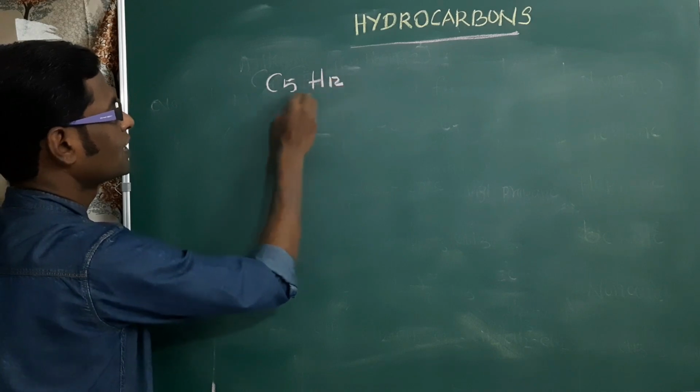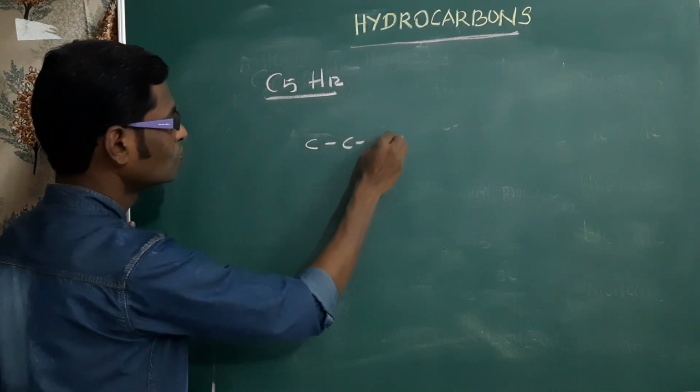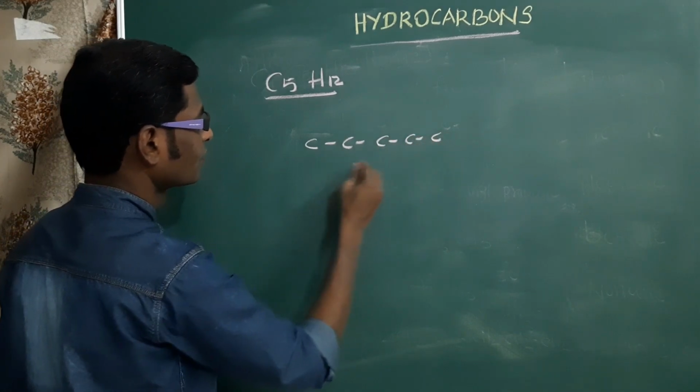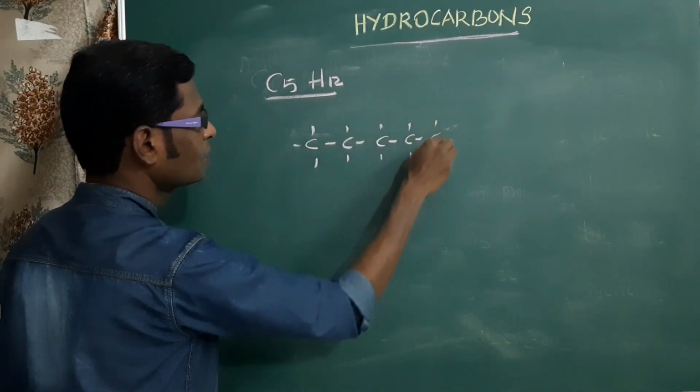How many possible isomers are there in pentane? We will check. 1, 2, 3, 4, 5. It is called n-pentane.